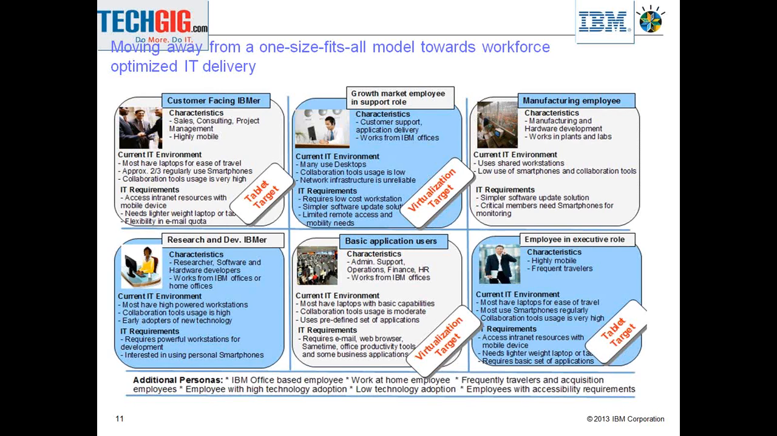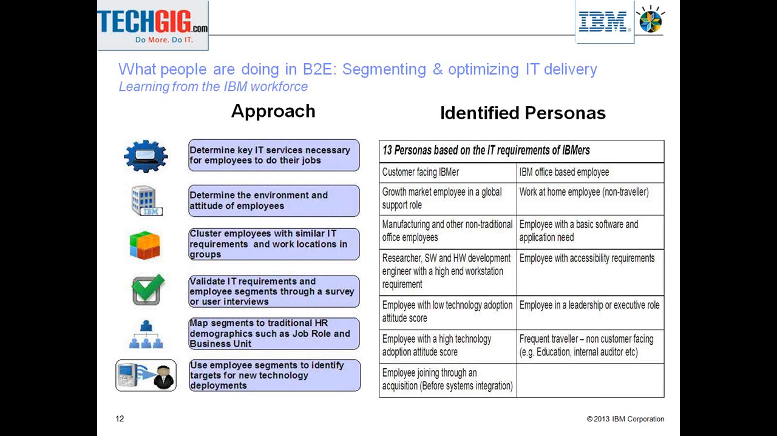What people are doing in B2E strategy is an approach of determining the key IT services necessary for employees to do their job, determining the environment, clustering employees with similar IT requirements, then validating IT requirements, mapping segments, and using employee segments. So these are a few things we need to consider here.